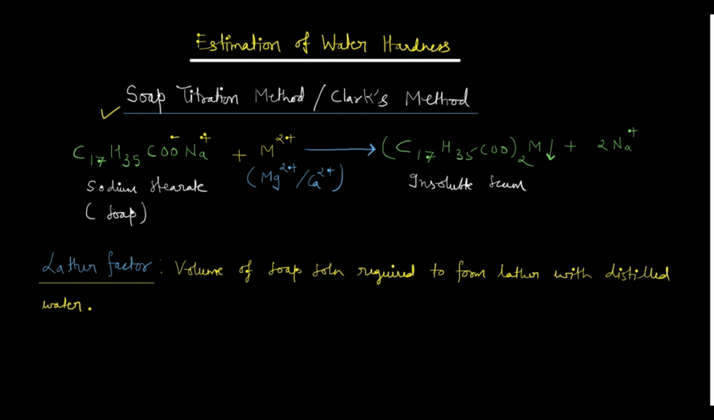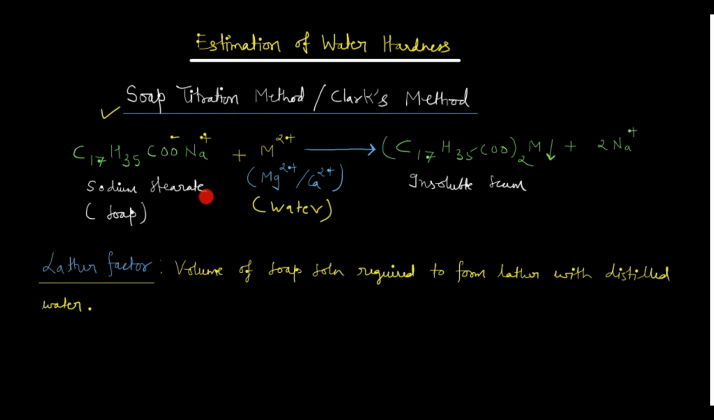So what I have done here, I have taken the example of sodium stearate, right? However, you can take other examples also. Sodium palmitate, sodium laurate are also there. So this is C17H35COONa. This is your sodium stearate, which is nothing but soap. And when you add this soap to the water sample, basically this is your water sample. I have written Mg2+ here, but basically it is your water sample. So I can write here water sample, right? And in this water sample, your magnesium and calcium are present.